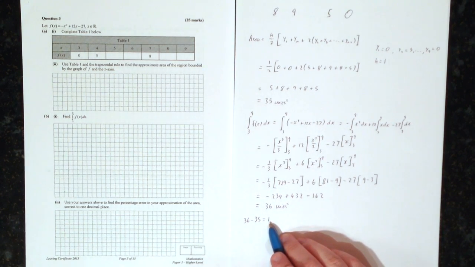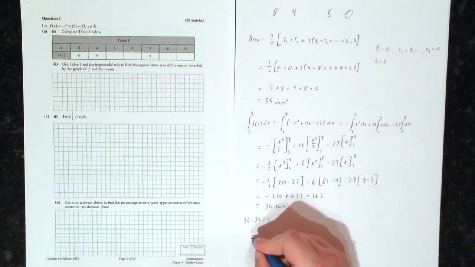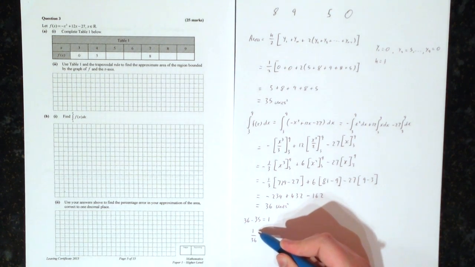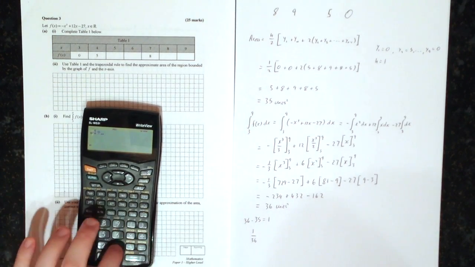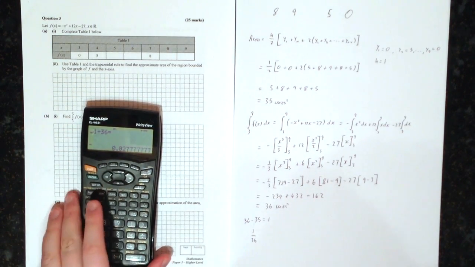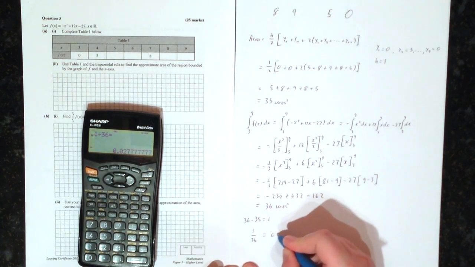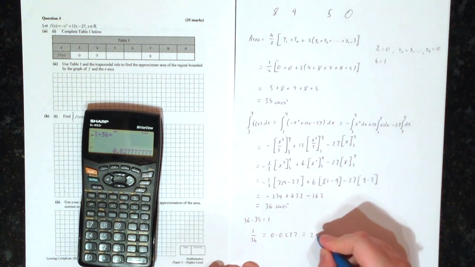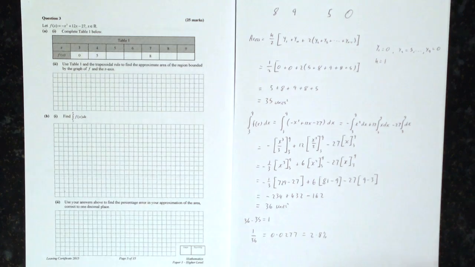We want that as a percentage, so the percentage error will be 1 out of 36, because there are 36 units in total, and we were off by 1 in our approximation. So the error will be 1 divided by 36. 1 divided by 36 is equal to 0.0277, which is the same as 2.8% if we round it to one decimal place.